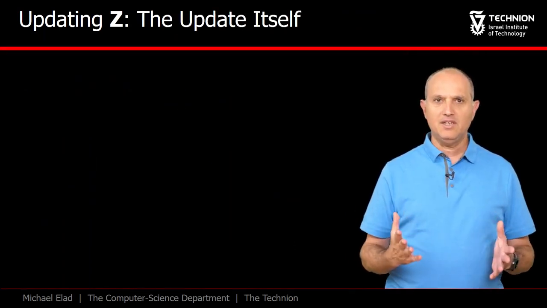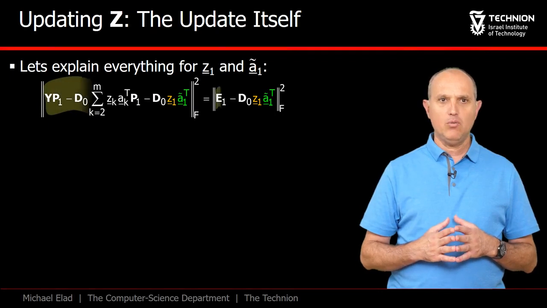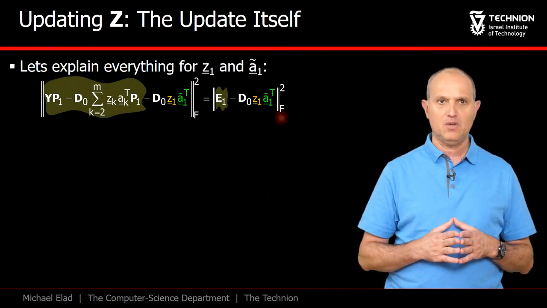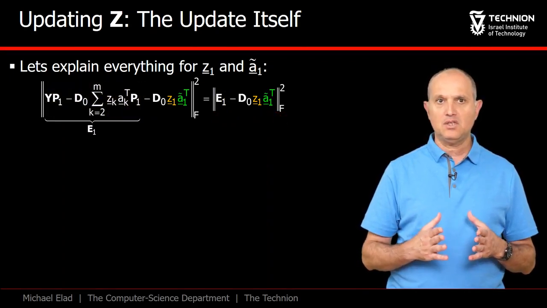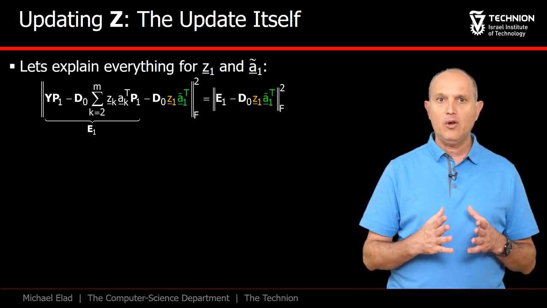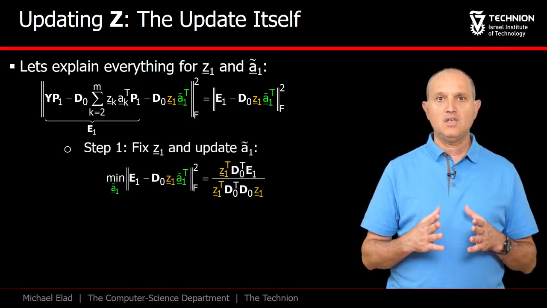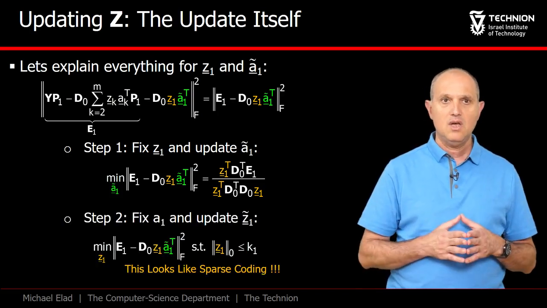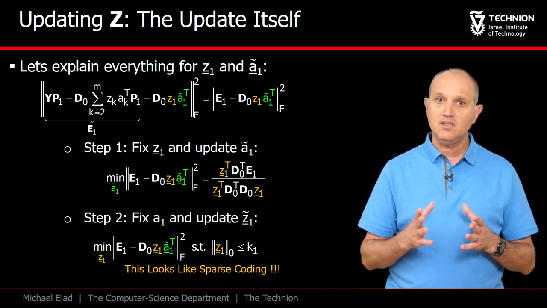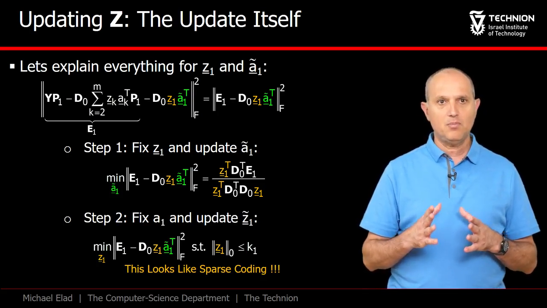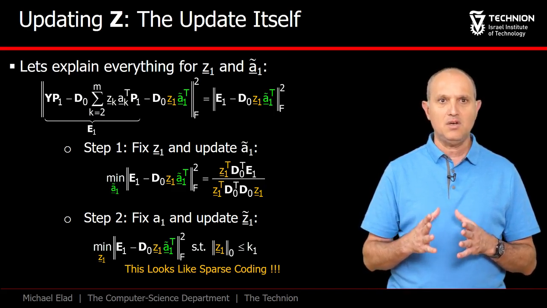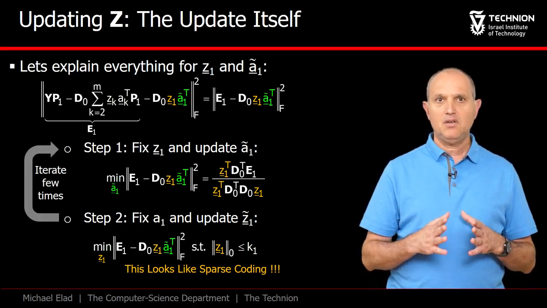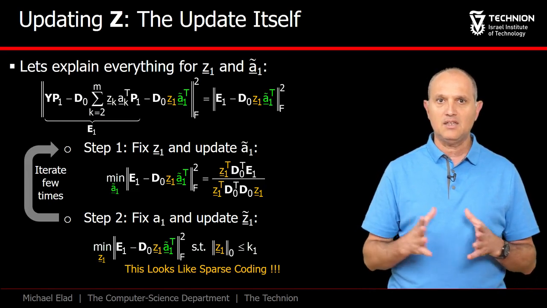And now to the actual update. We compute the error matrix E1, and our goal now is to find Z1 and A1 tilde to minimize this expression. E1 is the residual matrix that takes into account all the other atoms in D while omitting the first. We solve the resulting problem iteratively by fixing Z1 and updating A1 tilde. This is a simple least squares. We proceed by fixing A1 tilde and updating Z1. While this looks like a sparse coding problem, it is a bit strange since Z1 is multiplied from the left and the right. We'll come back to this. Iterating a few times between these two steps leads to the desired update.